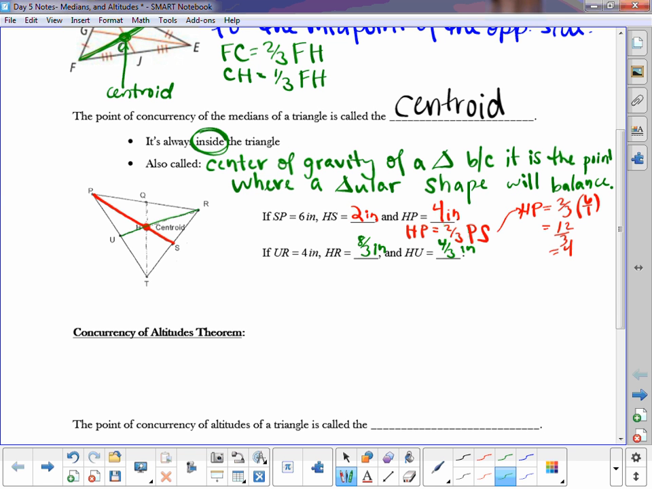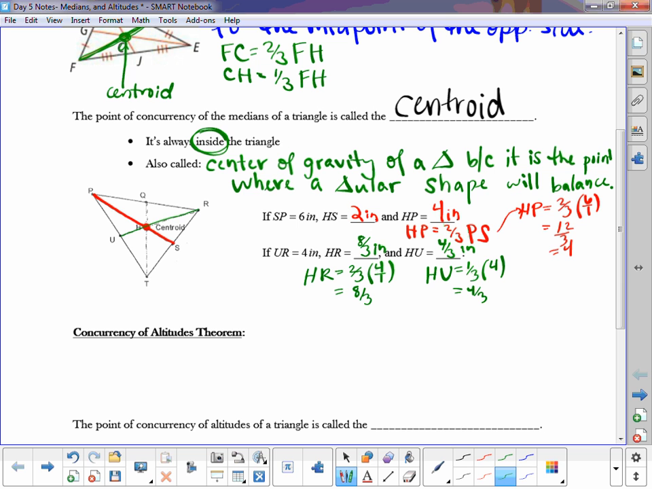If I chop 4 into 3 pieces, just go back to setting up an equation like we did with algebra. So HR, that is going from the centroid to the vertex. So that's going to be 2/3 of the whole thing of UR, and UR is 4. Same thing as 4 over 1. Multiply straight across. That's how we get our 8 thirds. And then you can do the same thing for HU. HU is 1/3 of that whole amount, which is 4.